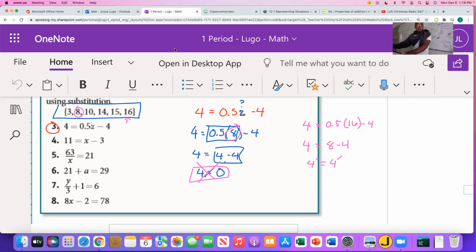So it works. So ladies and gentlemen, that means that the solution to this problem is 16, meaning that the answer, if you will, has to be 16. So in Schoology, just write 16. Don't put z equals 16, just put 16. And that would be the solution to number 3. The solution is 16. Let's try another one.